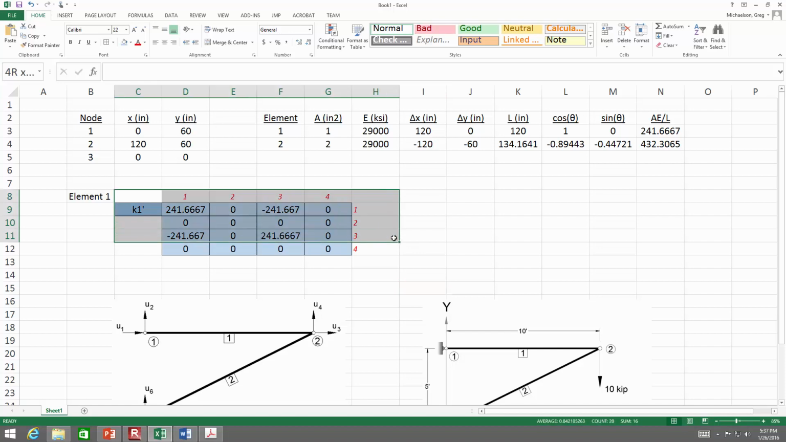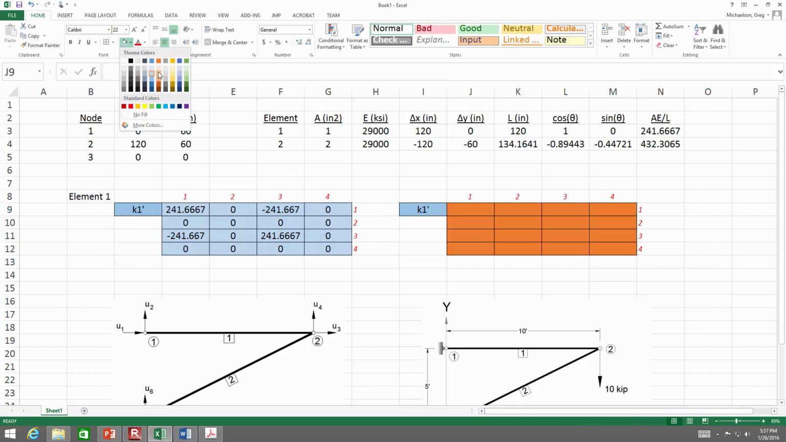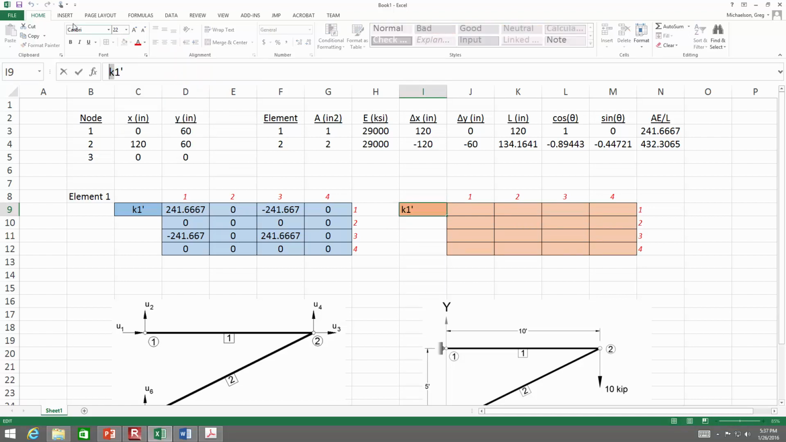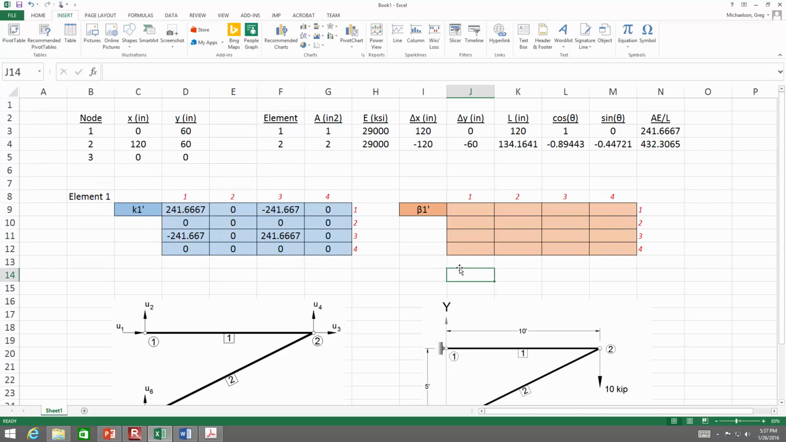So, because I'm lazy when it comes to formatting, I'm just going to copy this over here, delete all its values. Make that orange. Make that orange. Insert symbol. I'm sitting here getting sort of fancy with my formatting and whatnot. You don't need to be as verbose as this. As long as it's neat and organized, you can do whatever you want.